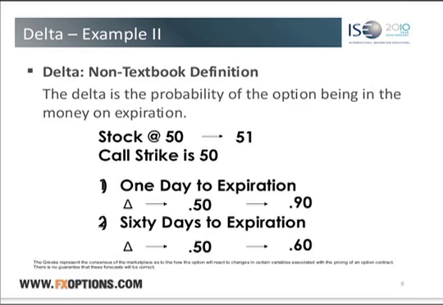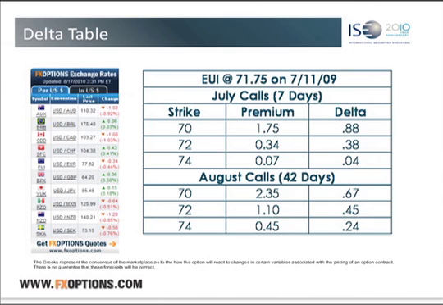Okay, so let's go and look at this on a chart. In this situation, let's look at options on the U.S. dollar to the euro. Now, this is option contracts that have 7 days remaining and 42 days remaining. So if I look at this underlying strike, the strike was at 70. We had a 70, 72, and 74. Now the strikes are the same, but they're different expirations, July and August.